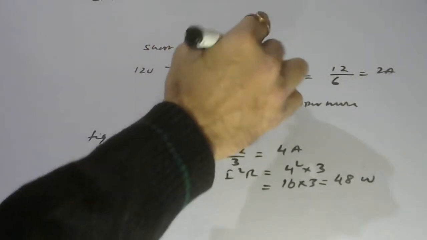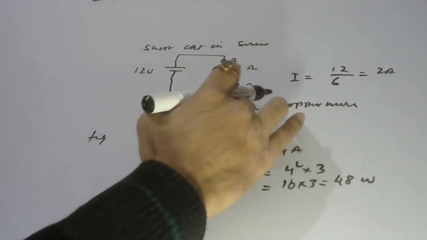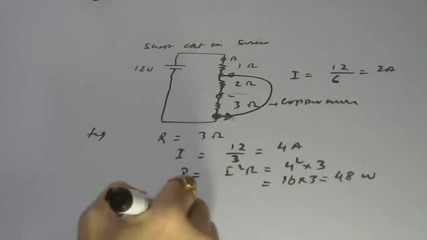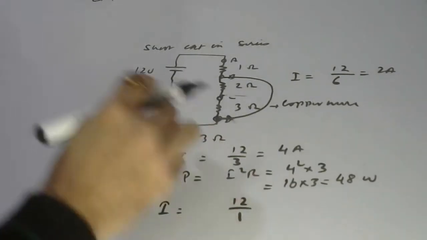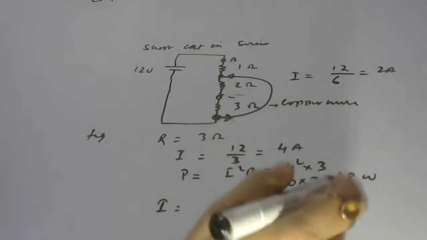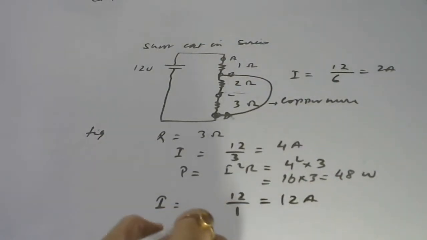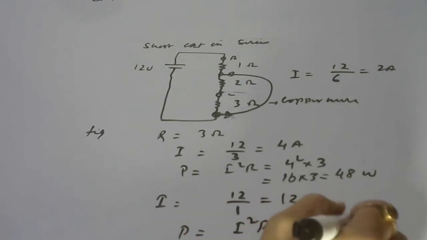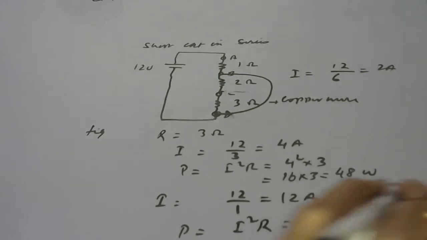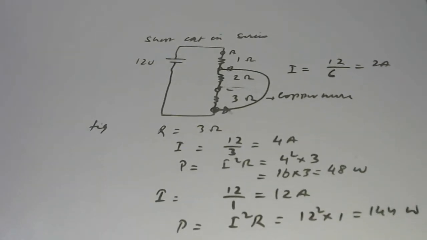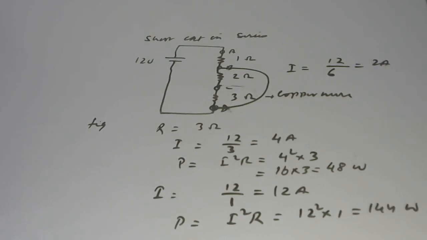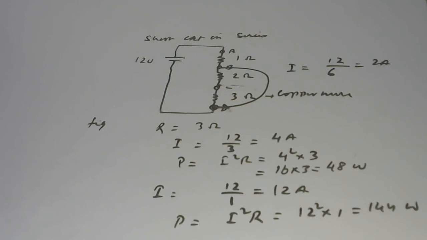When short is made between B and D, then the current equal to 12 by 1, only 1 ohm resistance will be active here. This is 12 ampere. Power generated in the form of heat is given by 12 square into 1, that is equal to 144 watt. That means we have seen that large amount of heat will be produced when in the series connection short is made. That will damage the circuit.